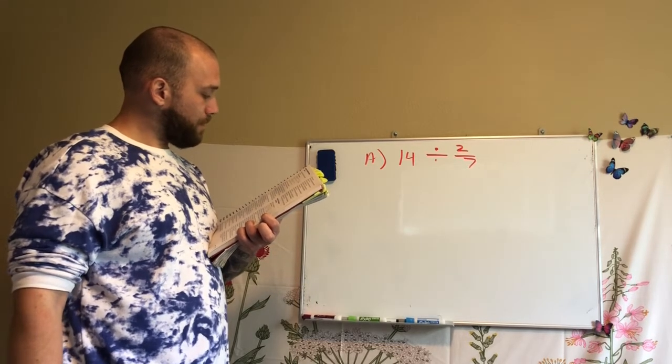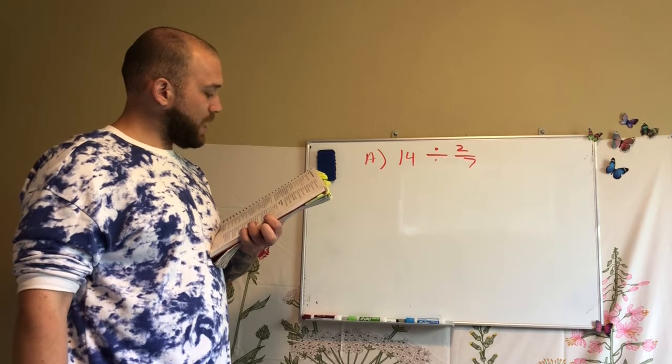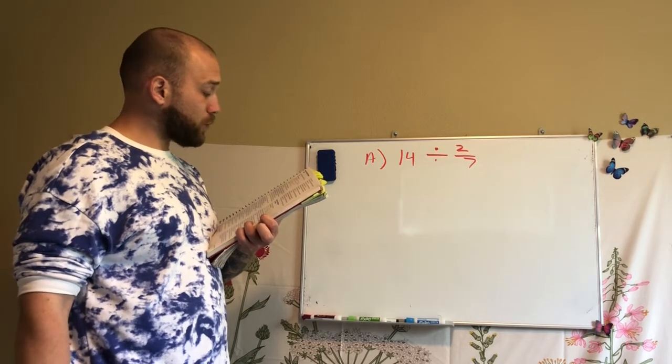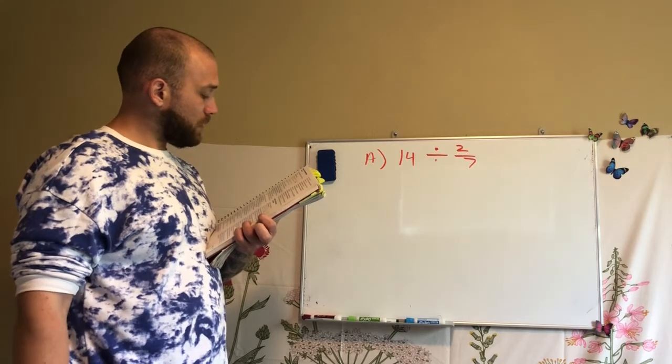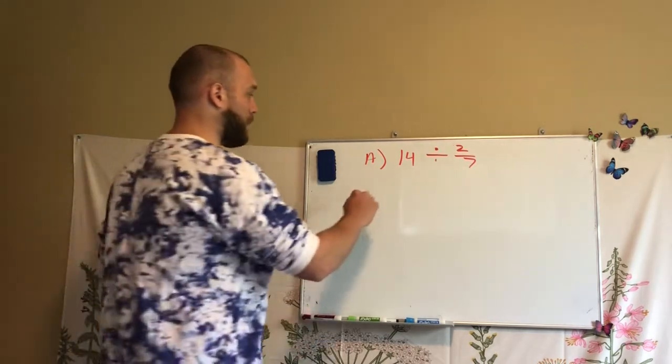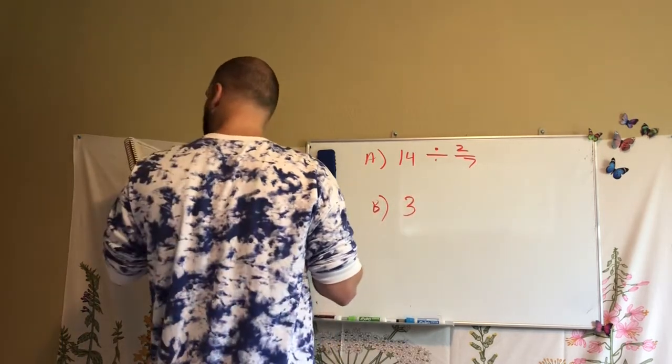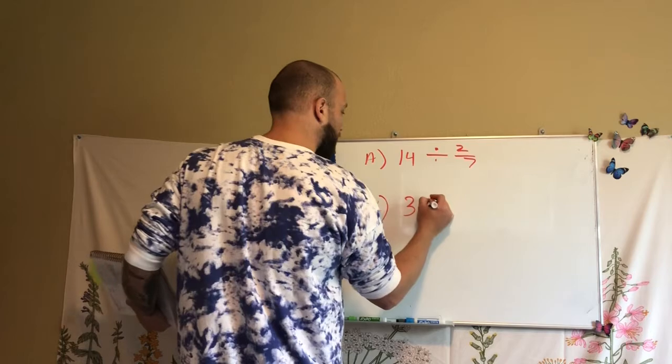Problem B. Each cup holds 1/5 quart. How many cups can be filled if there are 3 quarts of water? So, what's the amount you have before you divide for problem B? 3. And what are you dividing it by? 1/5.